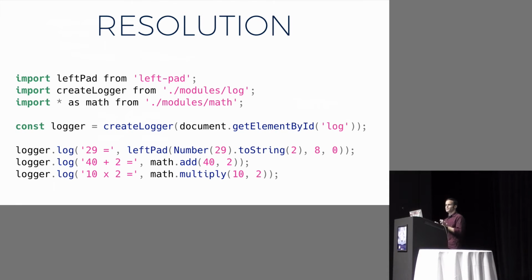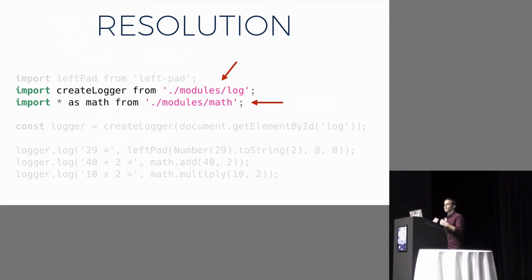So one of the other things you might have noticed when we looked at this particular example, my two modules that I wrote, I'm using a relative path here. Modules, log, modules, math. It would be nice if I could avoid having to always put a relative path in here, especially if I wanted to move things around. So that's something we can also do with Webpack.